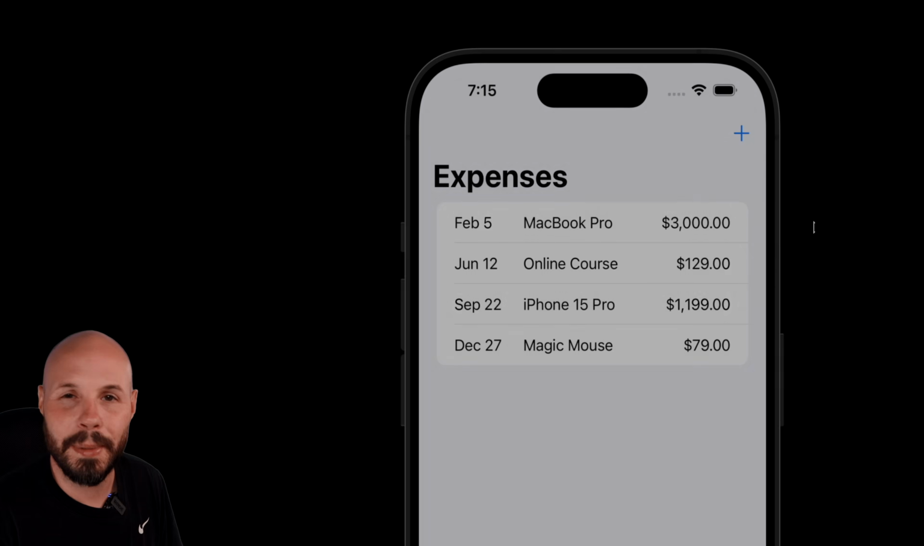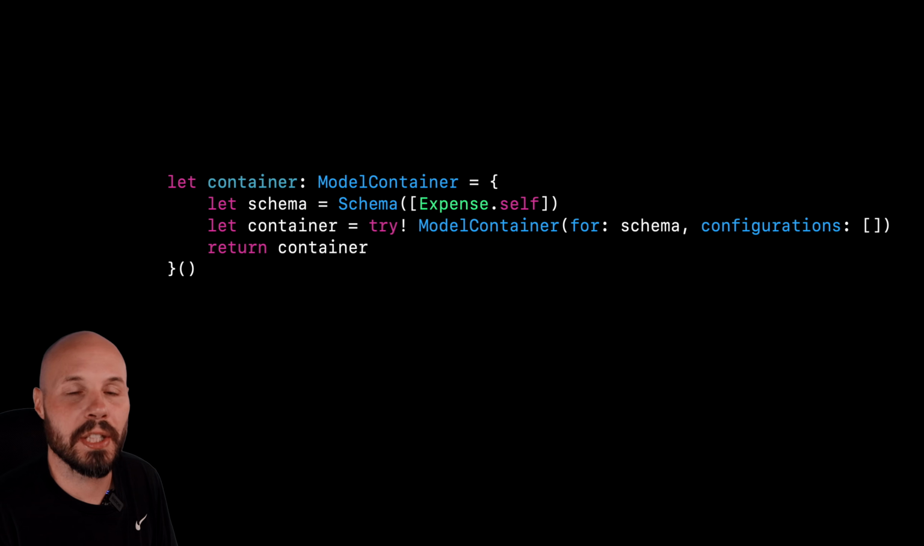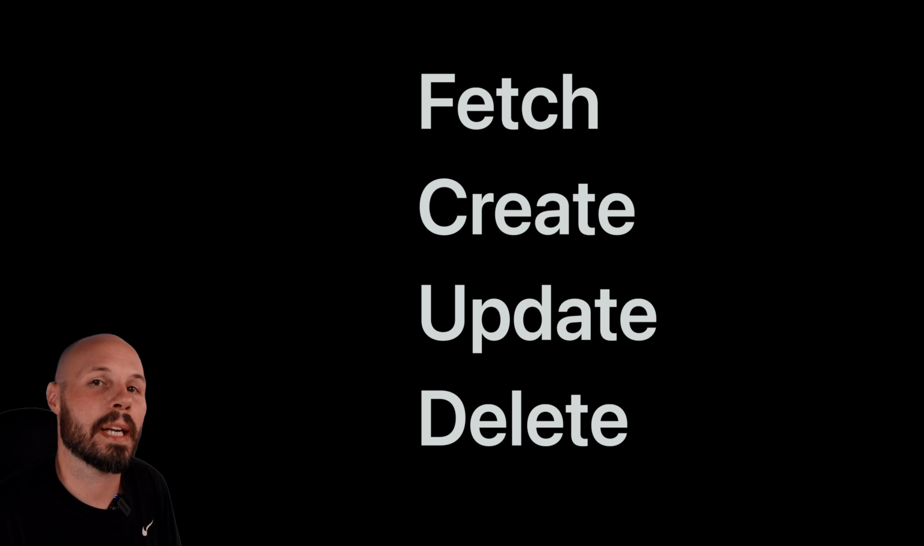In this video, we're going to build a simple expense tracking app to demonstrate the basic functionality of SwiftData. I'm going to show you how to create your schema using the @Model macro. We'll create and configure a SwiftData container, and then I'll demonstrate how to fetch, create, update, and delete your data.